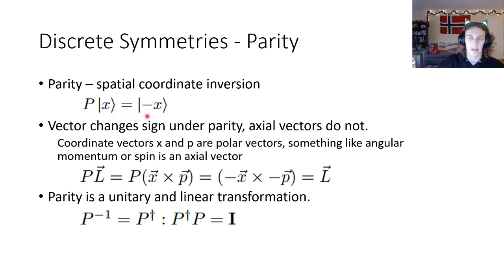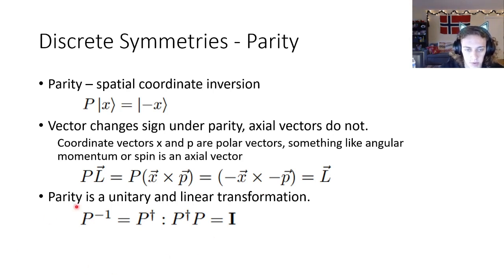Then this allows us to discuss two different types of vectors. We either have polar vectors, which change sign under parity, or axial vectors, which don't. An example of a polar vector is x or p, position or momentum, which change sign under parity, but something like angular momentum won't, because it's made up of a cross product between the two. So if we apply parity on x, we get negative x, and on p, we get negative p. So in total, the sign is unchanged if we apply parity onto angular momentum.